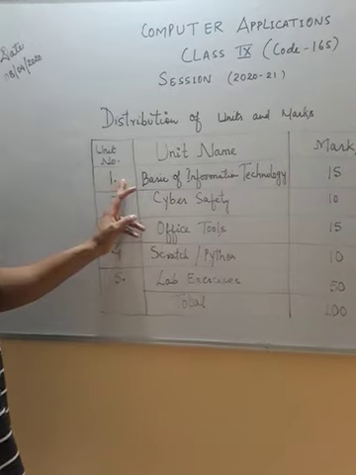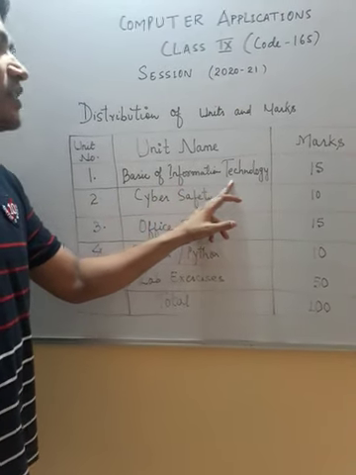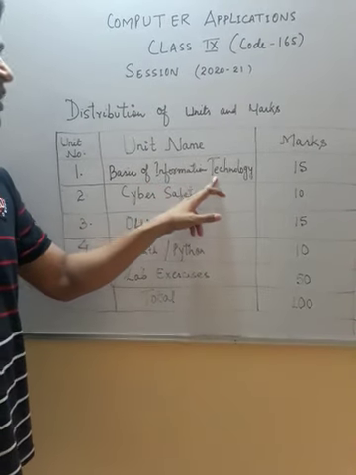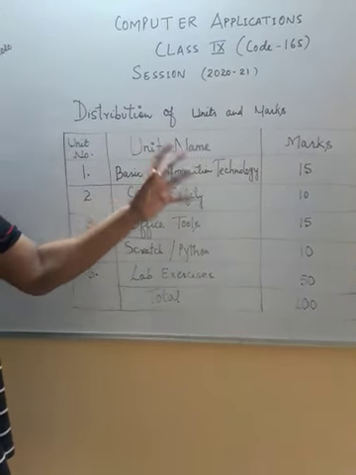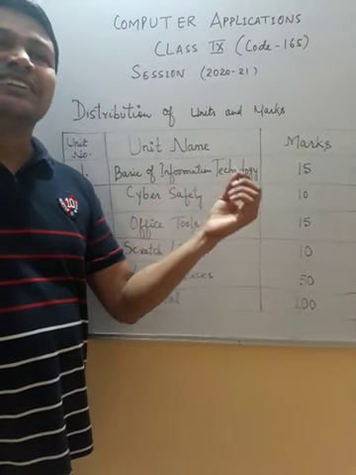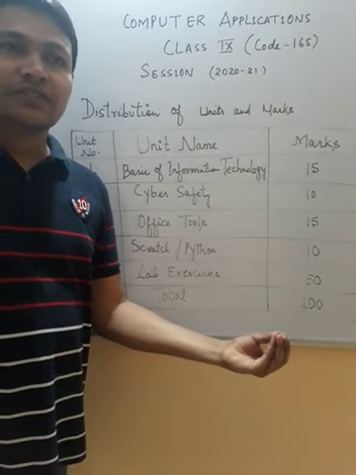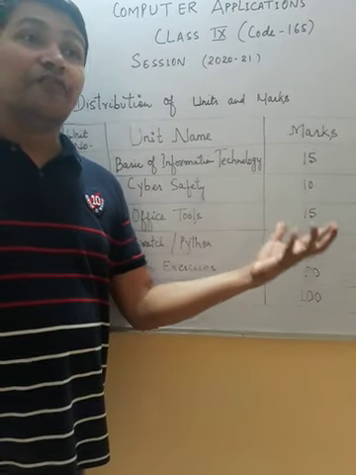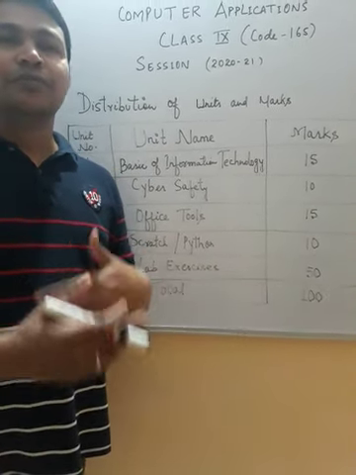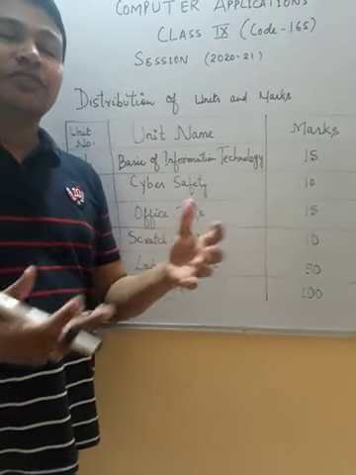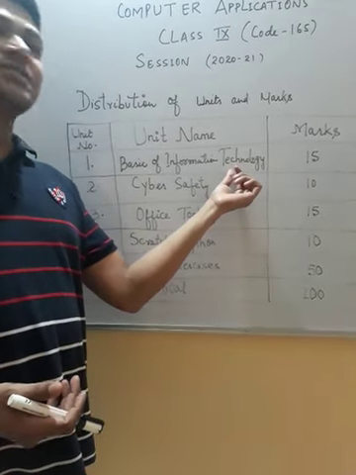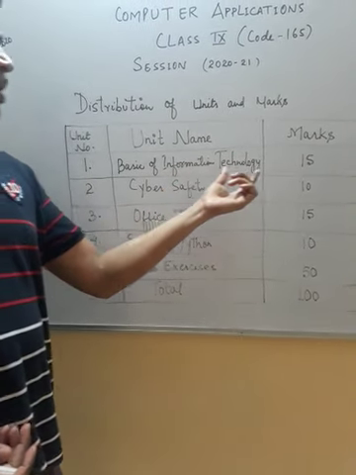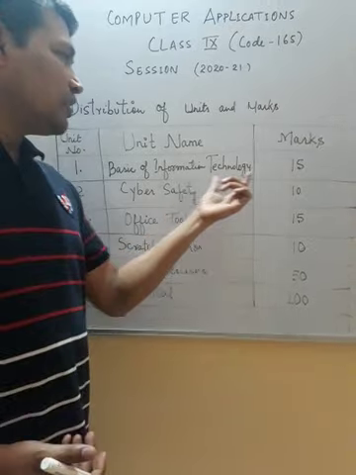The first unit is called Basic of Information Technology. In this unit you will learn what a computer is, what the characteristics of a computer are, what the limitations of a computer are, what the different devices of a computer are, and the input-processing of a computer. Each and everything about the computer you will learn in this unit. The marks of this unit are 15.